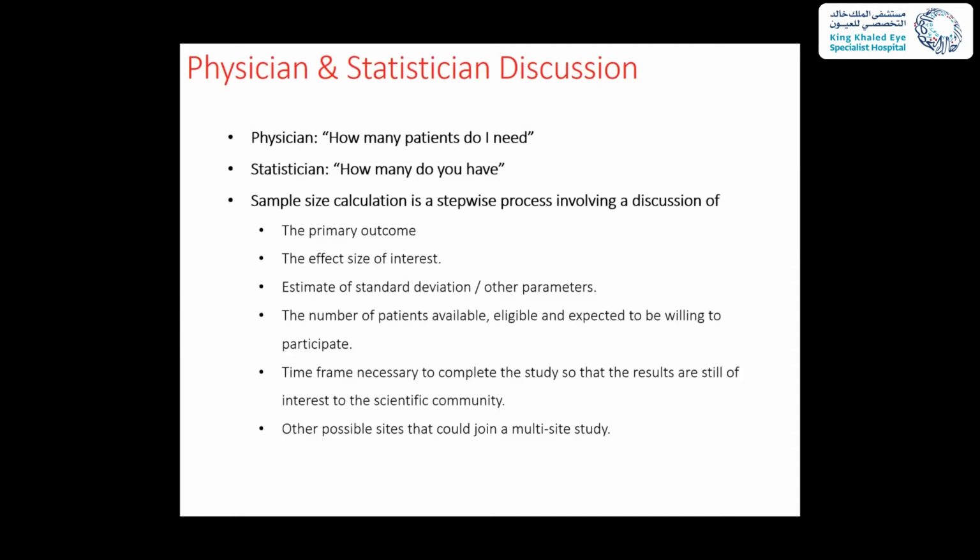So as you see, the general population is people with this disease in Saudi Arabia, the source population is people presenting to KKESH, the eligible population is those fulfilling the inclusion criteria, and the study population is those who are eligible and accepted to sign the informed consent to voluntarily participate in the clinical trial.